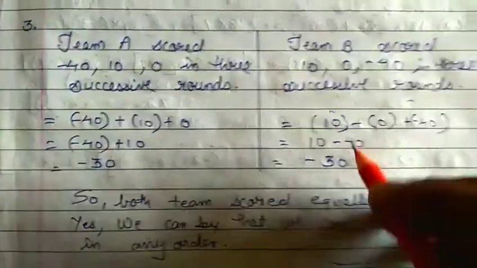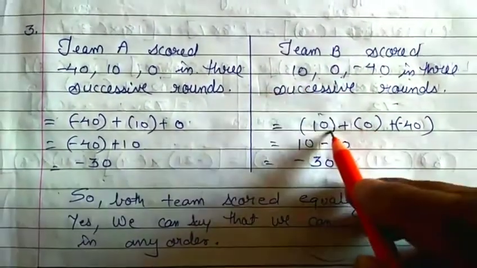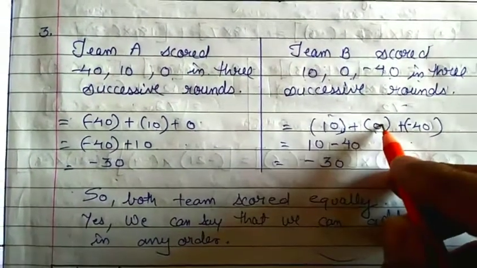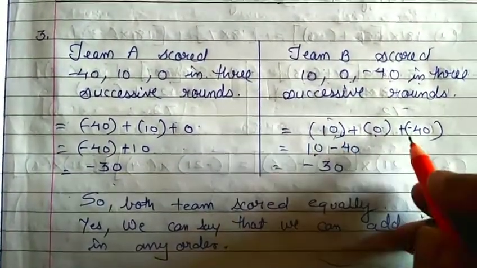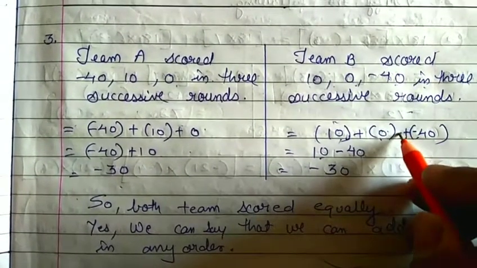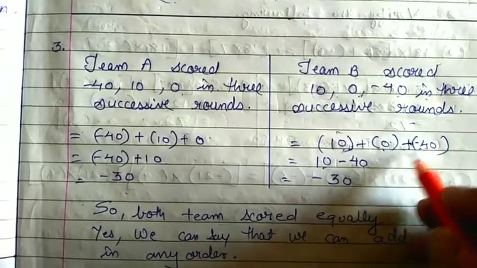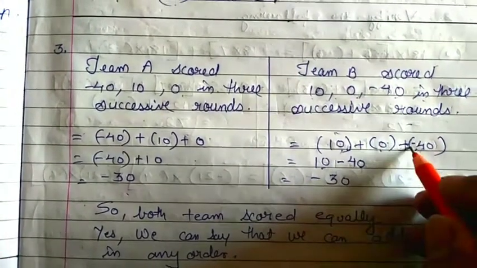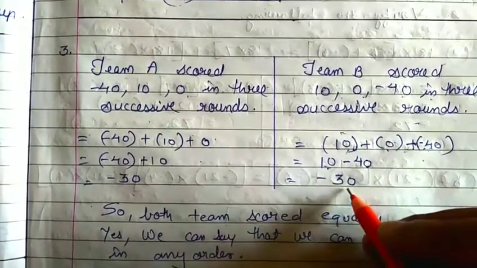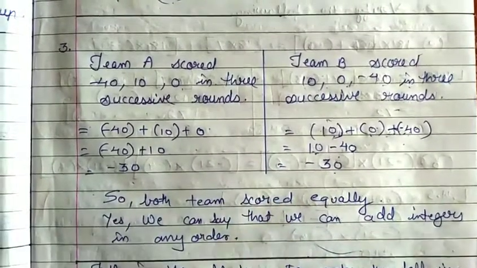Now let us check the score of team B. 10 plus 0 plus negative 40. 0 has no value. Now what is left? 10 plus negative 40. Here outside the bracket a positive sign is there, so whatever the value inside the bracket, negative 40 will remain the same. No need to change sign. So negative 40 will come over here. Now 10 minus 40 is negative 30. So both the teams scored equally.